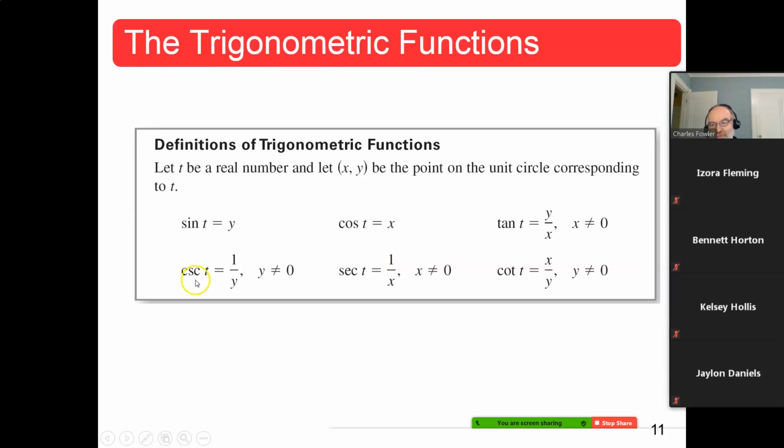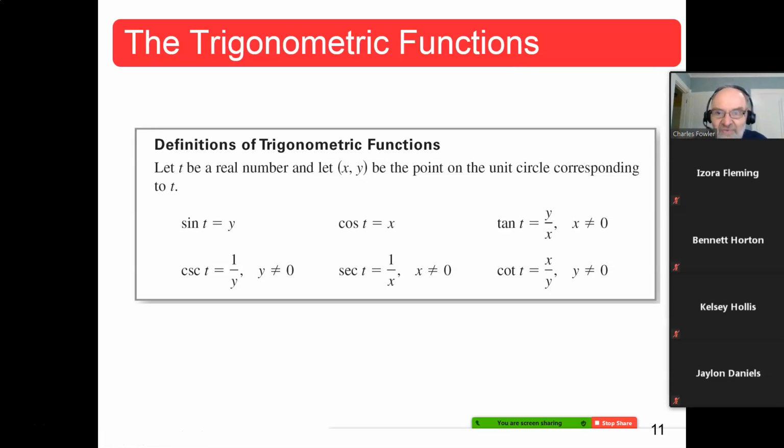And then cosecant, of course, is the reciprocal of sine, so it's 1 over y. But then again, y can't be 0 because it's in the denominator, so t equals 0 and t equals pi. Cosecant, just like cotangent, is not defined.